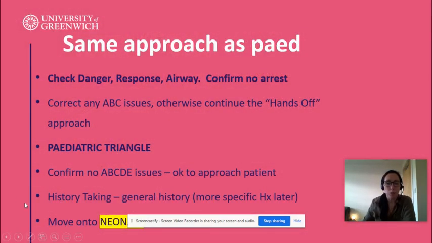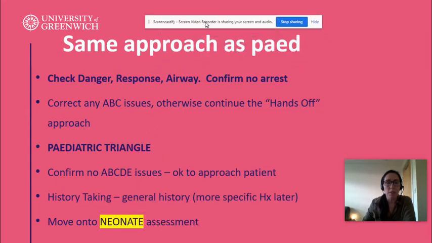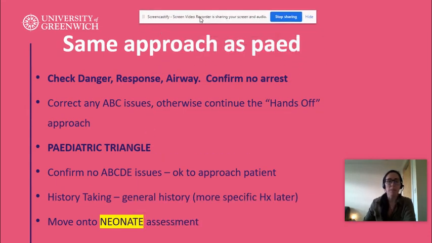So our general approach is going to be pretty much the same as pediatric. Initially, we're going to be checking our primary survey. So hands-off approach, have a look at this little baby up to 28 days old and check any response from it. Is the baby moving, crying, etc.? Is there anything in the airway? Make sure that you don't have to do resuscitation. Otherwise, you're going to go straight through the pediatric triangle.